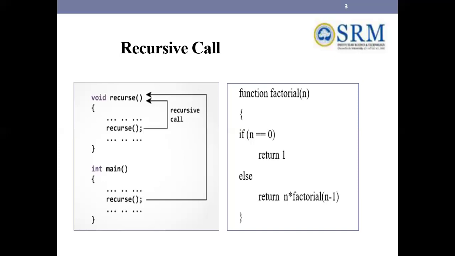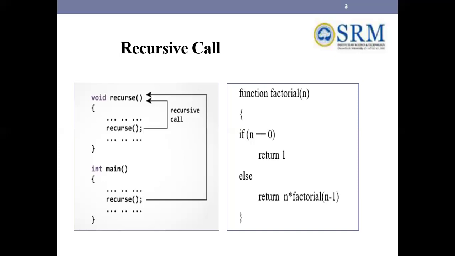Now initially the value of n will not be 0 in most cases. In that case, it will go to the else part. Else, return n into factorial of n minus 1. So 5 into factorial of n minus 1, which is a function call. It calls itself. The function calls itself. So again, the function will be called, and that will be repeated till the n value becomes 0.